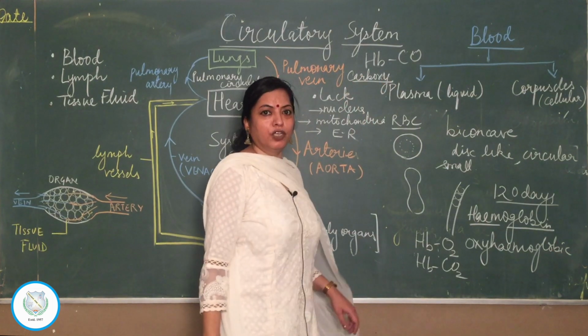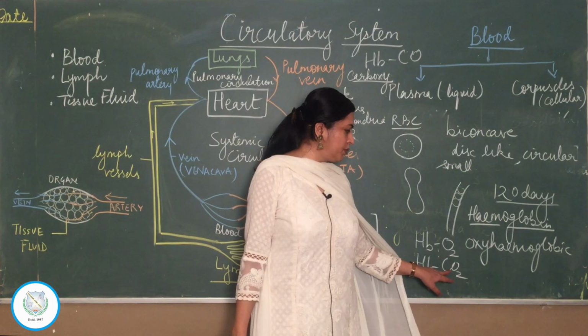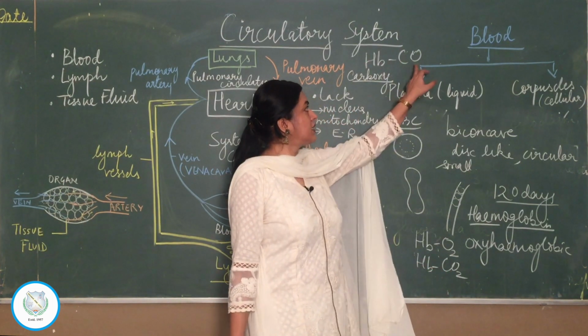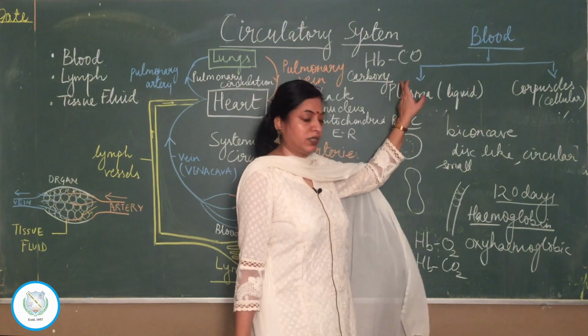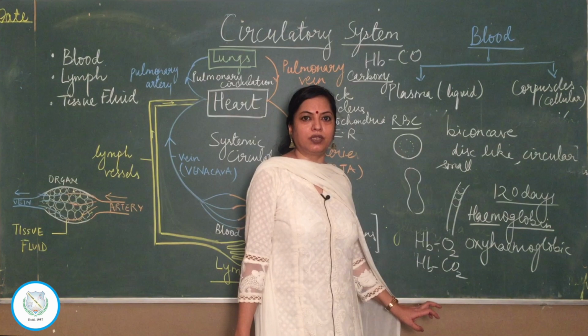Carboxyhemoglobin. So we have three names now. Oxy is clear. Now children get confused between the compound of hemoglobin and CO2 and hemoglobin and CO. CO is carboxy and CO2 is carbaminohemoglobin. You have to learn all these three names.